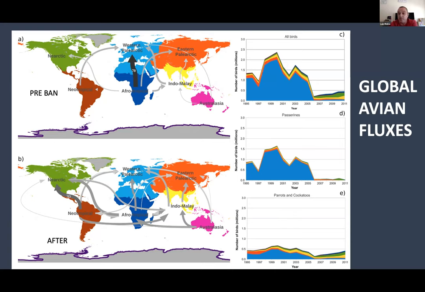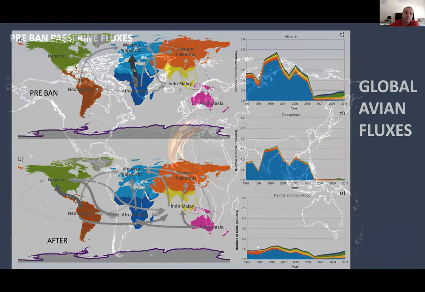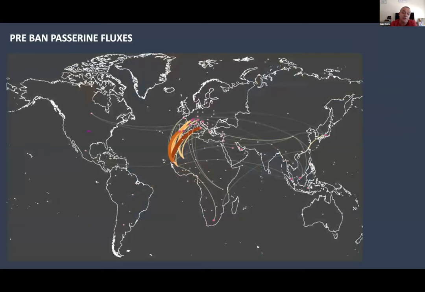If you see on the graphs on the left, on the top, the overall trends, basically after 2005, the fluxes decreased dramatically, mostly for passerines. For the parrots, the situation was not so serious because they have extra value and the market was able to adapt. In this map, you can see for the passerines that are more common and cheaper, most of the international commerce was between Western Africa and Europe, and for countries like Portugal, Spain, Italy, France, etc.